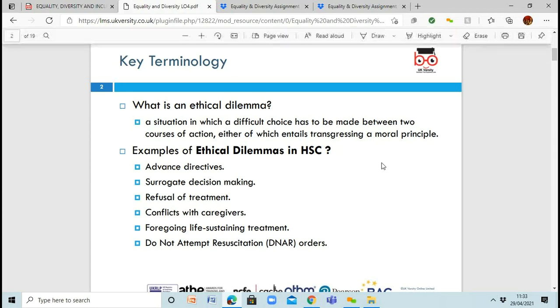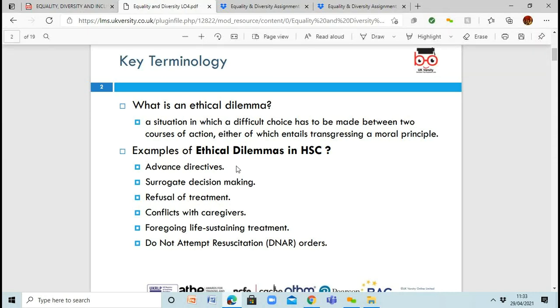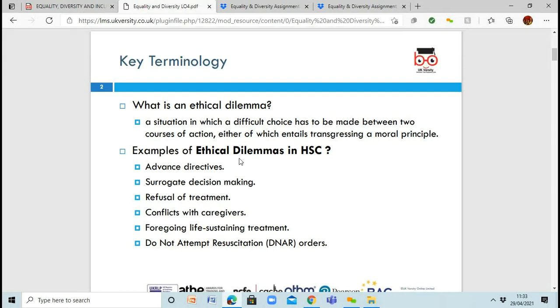So there are some examples of ethical dilemmas in healthcare here. We've got advanced directives. You've got surrogate decision making. So an advanced directive will be when maybe you're terminally ill, or if you know that you're not very well, you might say, I want my machines turned off after a certain point, don't give me extraordinary measures, and so on.